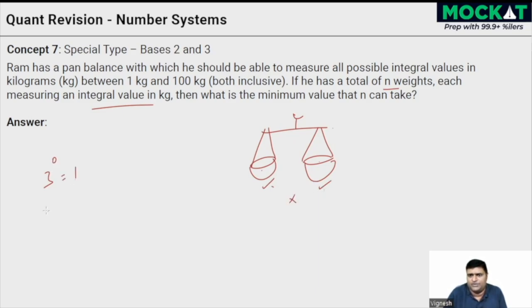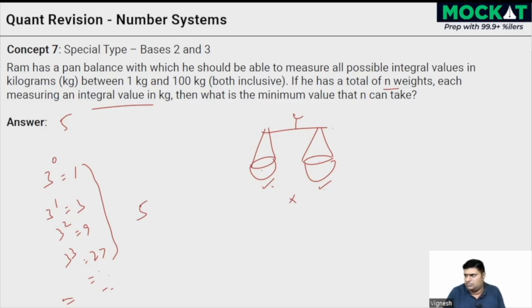So 3 power 0 is the first weight, 3 power 1 is the next, 3 square is the next, 3 cube is 27, 3 power 4 is 81, is there anything over there? No. So we can stop there, and the residual we can just put in. If you have a total of n weights, it's going to be this and whatever was left over, right? So that's now going to add up to a total of 5 weights, right? So therefore, 5 becomes the answer for this last question.